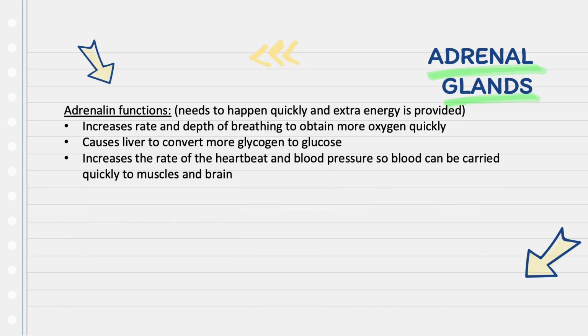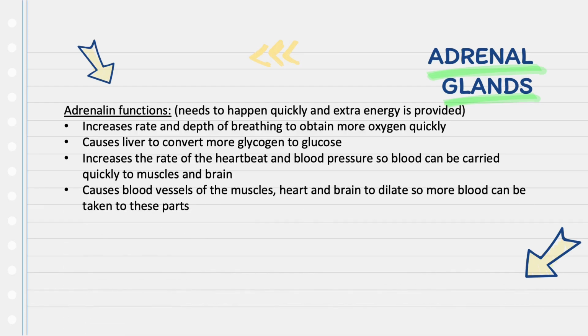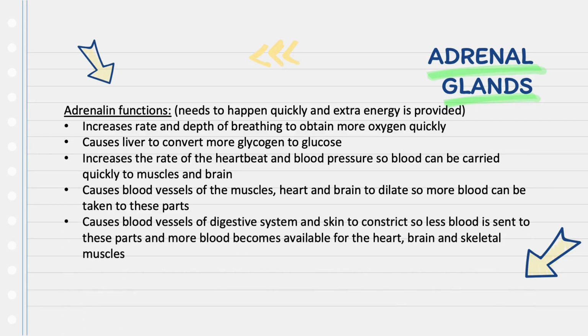Another function is that it increases the rate of the heartbeat and blood pressure, so blood can be carried quickly to muscles and brain. It causes blood vessels of the muscles, heart, and brain to dilate, so more blood can be taken to these parts. Adrenaline causes blood vessels of the digestive system and skin to constrict, so that less blood is sent to these parts and more blood becomes available for the heart, brain, and skeletal muscles.